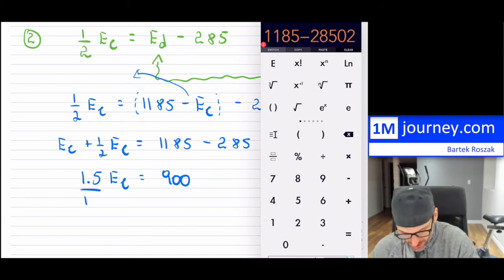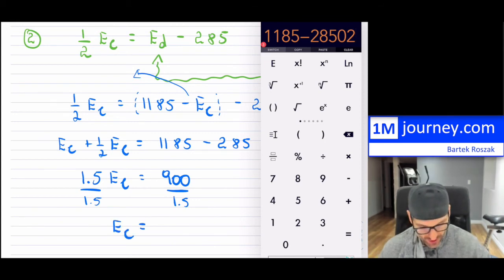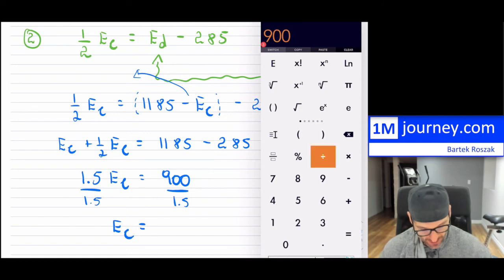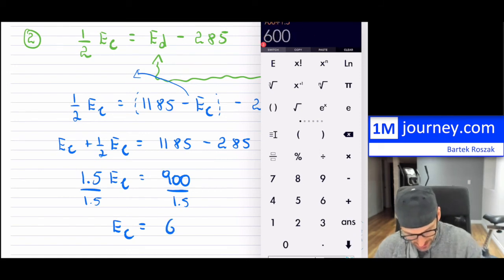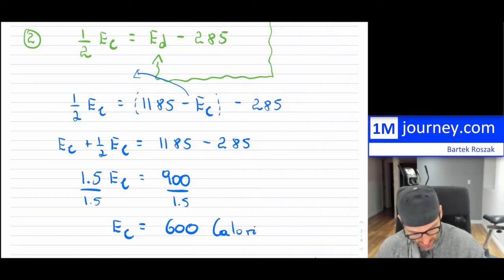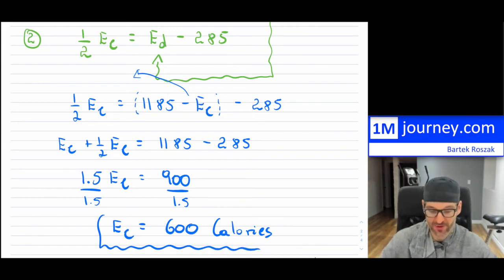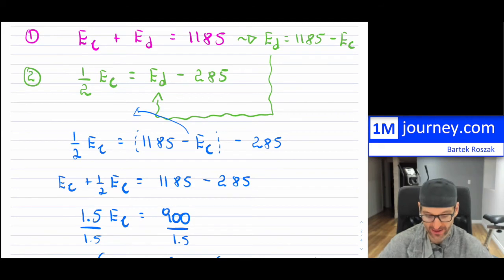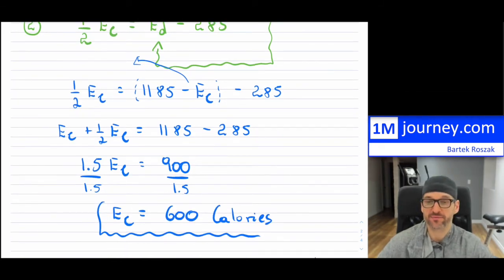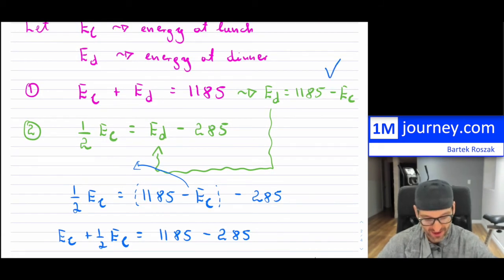Now dividing both sides by 1.5, I'll know exactly. So it's going to be 900 divided by 1.5, and I get that many calories. Okay, so that's how many we had for lunch. All right, so this is what it would have been in terms of our lunch. Now, if you wanted to know the dinner, you can substitute it back in for dinner, and you would get 1185 minus that amount. All right, so you can go back in here and substitute in here.